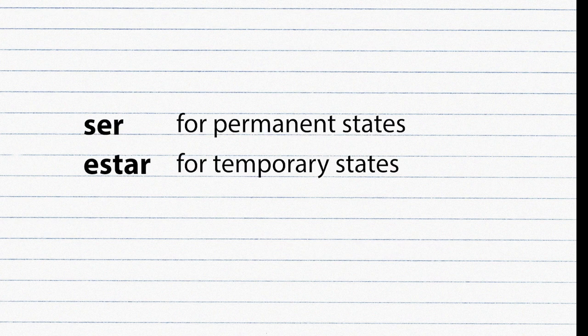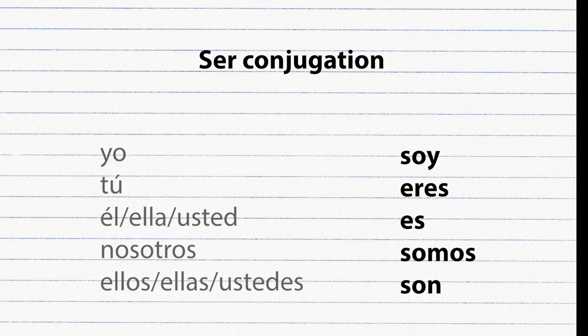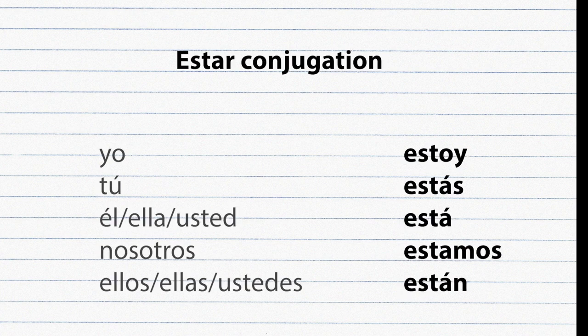The verbs ser and estar both mean to be, but ser is used for permanent states and estar is used for temporary states. And both verbs are irregular verbs. We will talk about the verbs and verb conjugations later in the video. Soy, eres, es, somos, son. Estoy, estás, está, estamos, están.